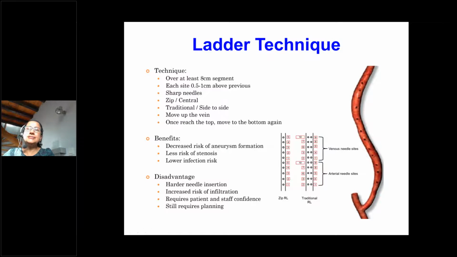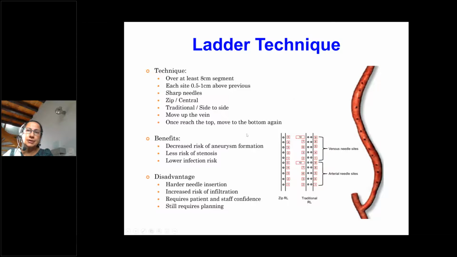There are three different techniques of fistula cannulation: the ladder technique, also called the rope ladder technique. And here you will see that the access is at different lengths along the fistula. Keeping in mind, of course, that your two needles must have an adequate distance between them to prevent recirculation.